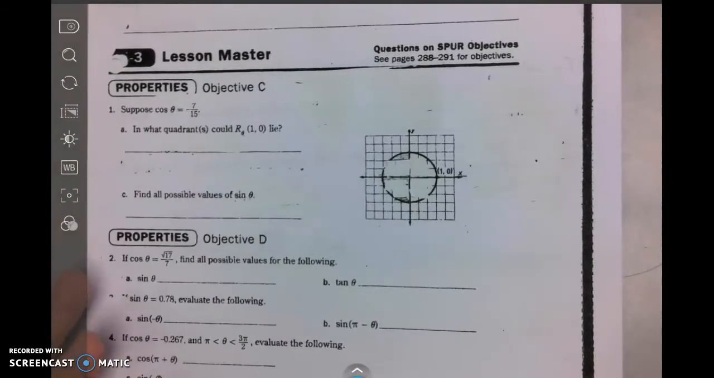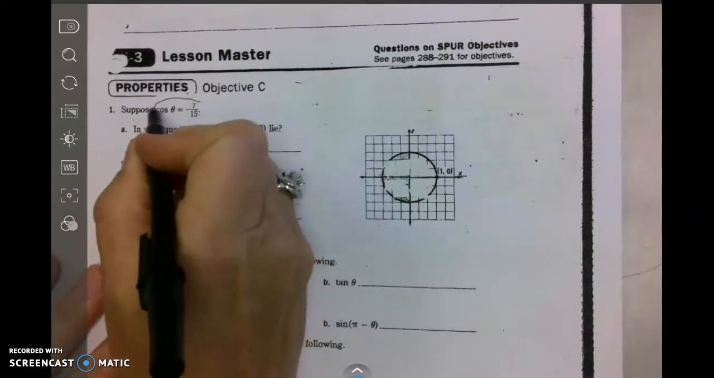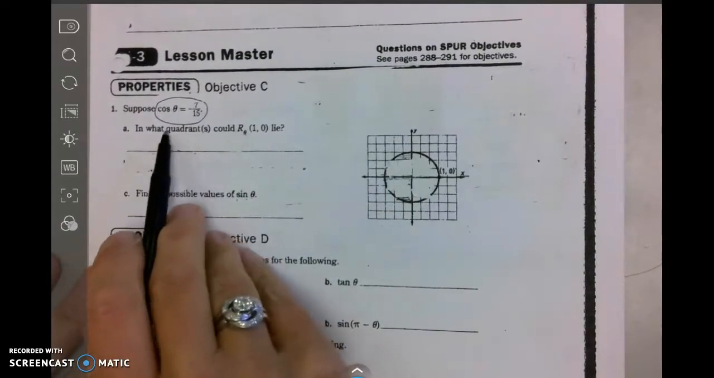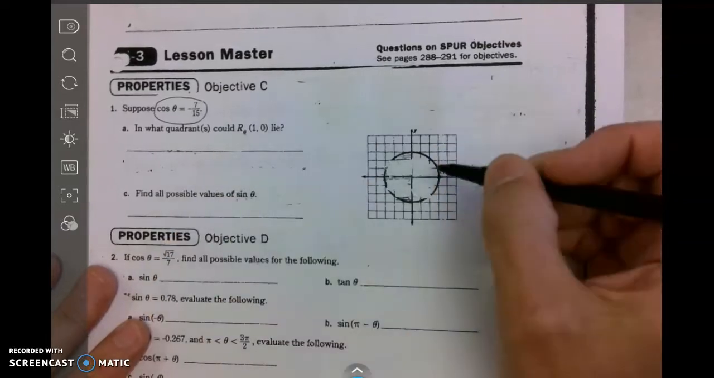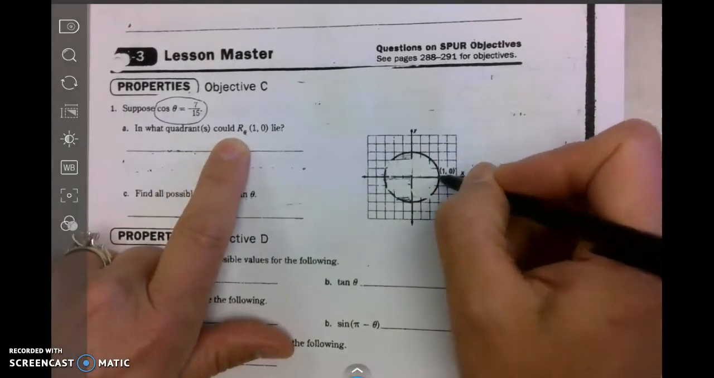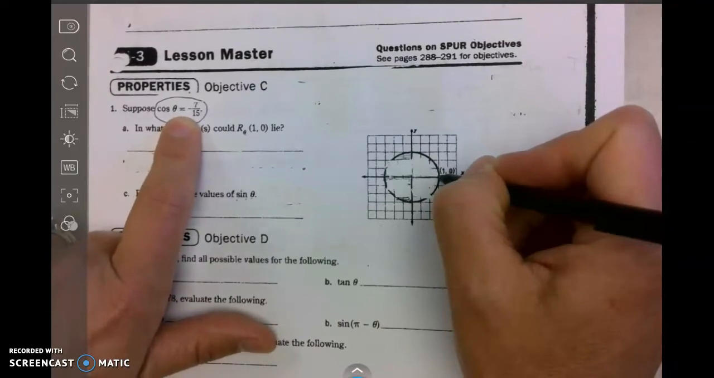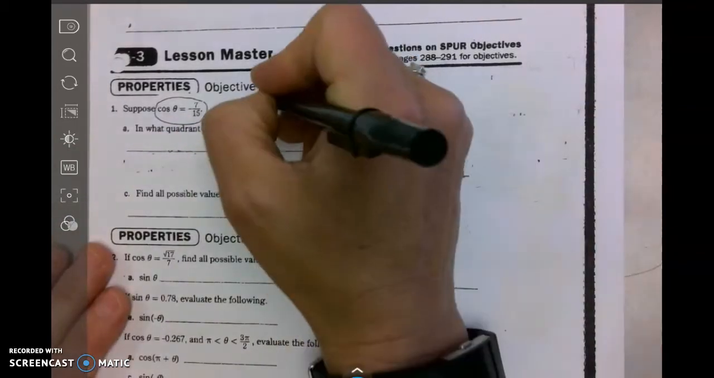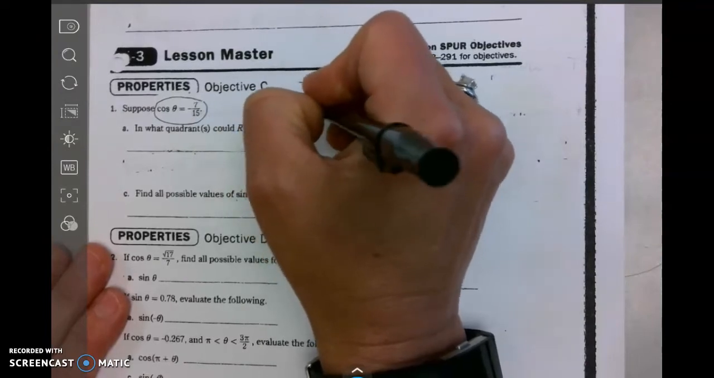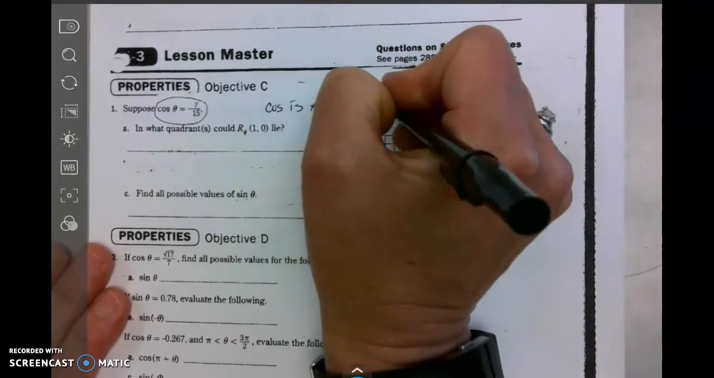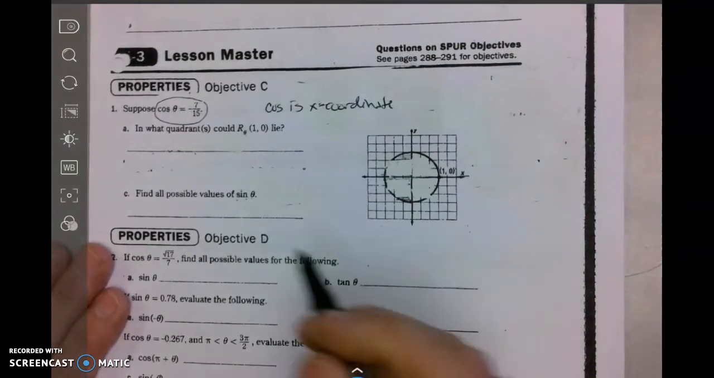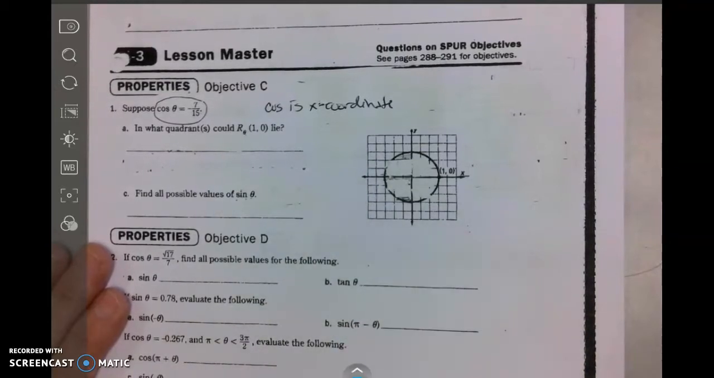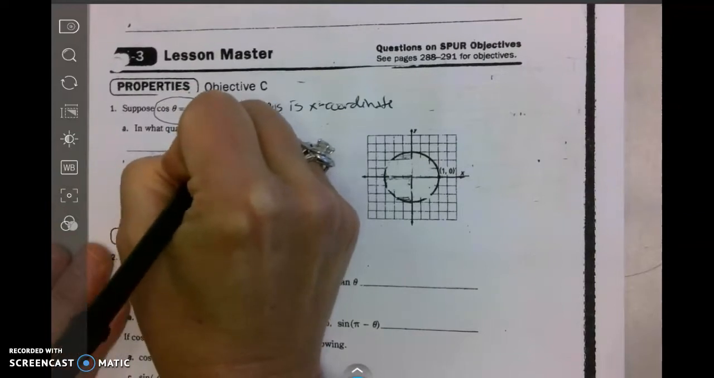As soon as I see that, I have to think to myself, where does cosine go if it's negative? That's actually what the first question asks me. In what quadrants could cosine possibly be? Well, we know that cosine is the x coordinate. It is negative on the left side of my coordinate plane and the left side of my unit circle, which would be in quadrants 2 and 3.